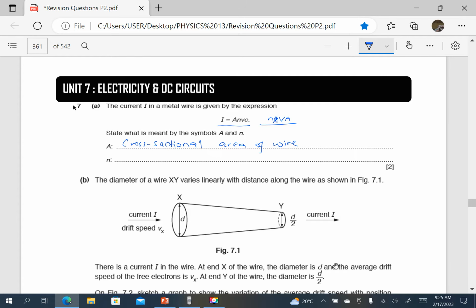And then n. n is the number of free electrons per unit volume, or number density of free electrons. n is not just the number of electrons per unit volume. These electrons are actually supposed to be free, because in metal conductors, electrons are considered to be free. So the number of free electrons per unit volume is what we call n. Sometimes this is the same as the number density of free electrons.